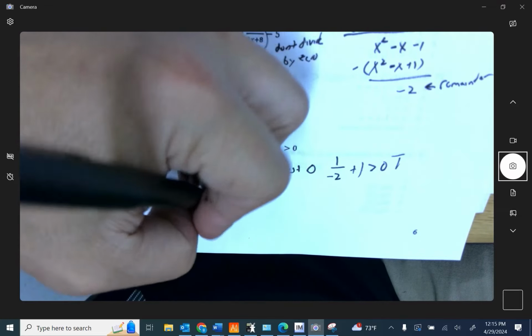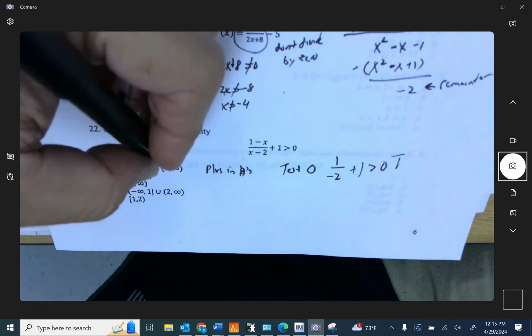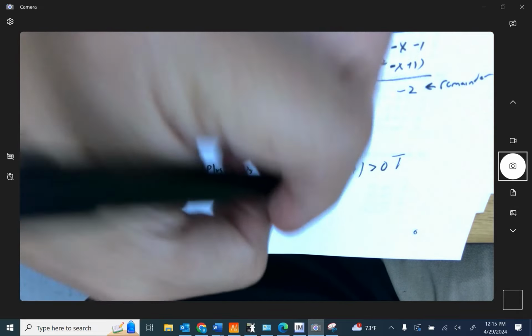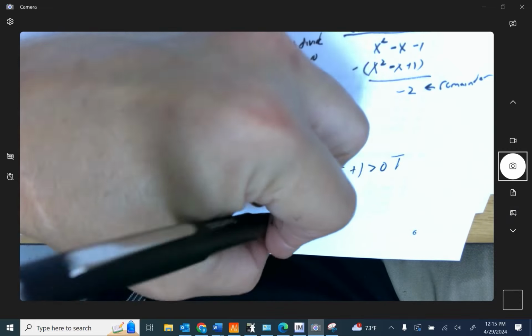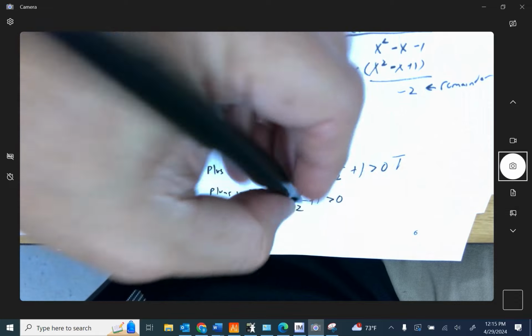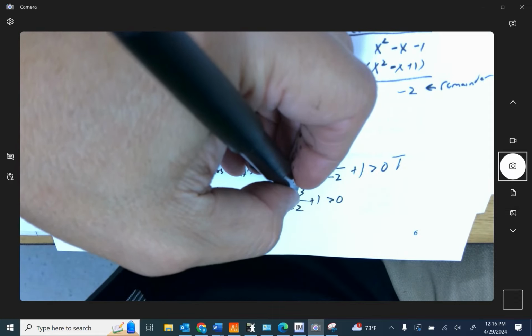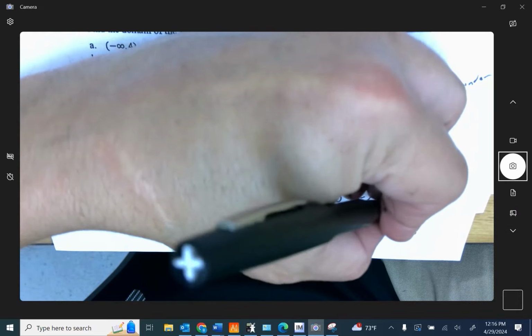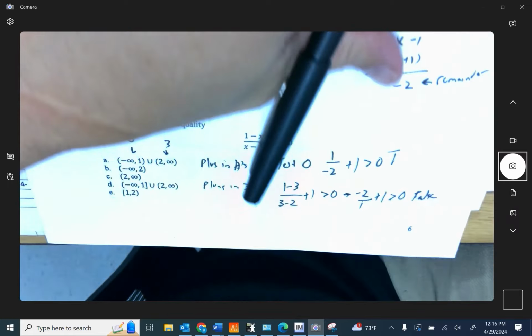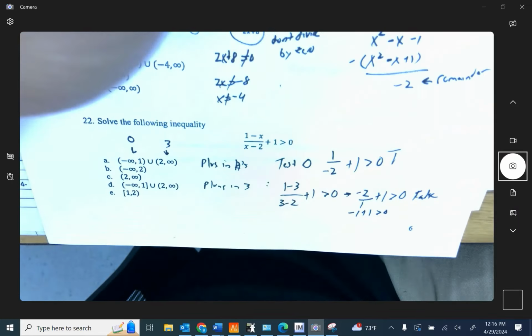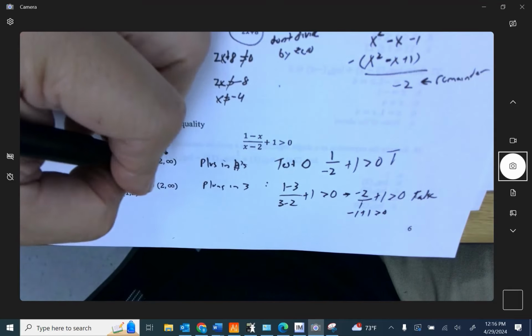If I plug in a 3, I don't want to plug in a 2, but if I plug in a 3, well, I'm going to have 1 minus 3 over 3 minus 2, plus the 1. Is it greater than 0? That's going to be -2 over 1. This is false, because this is -1 plus 1. It's not greater than 0, it's equal to 0.